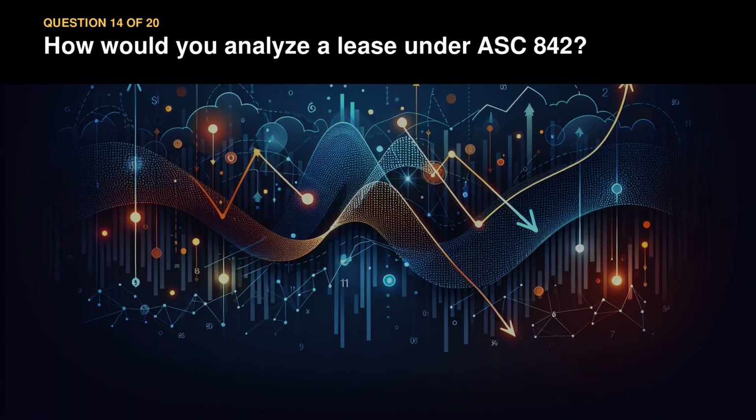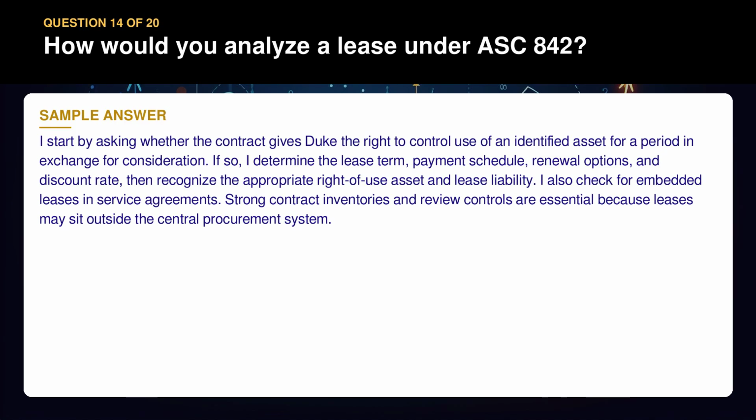Question 14. How would you analyze a lease under ASC 842? I start by asking whether the contract gives Duke the right to control use of an identified asset for a period in exchange for consideration. If so, I determine the lease term, payment schedule, renewal options, and discount rate, then recognize the appropriate right-of-use asset and lease liability.